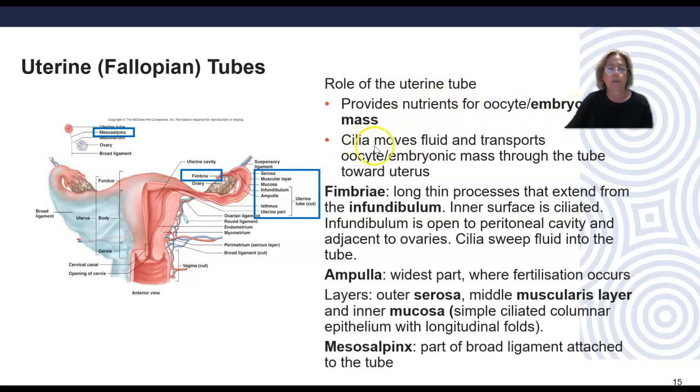The cells contain cilia, and the cilia move fluid and transport the oocyte, the secondary oocyte or the embryonic mass, through the tube towards the uterus. You can see here that we have these fimbriae.